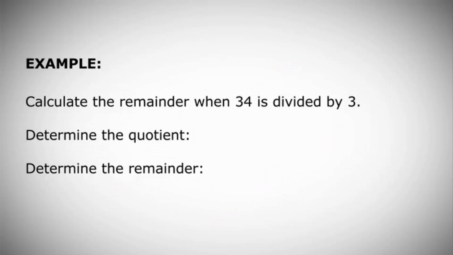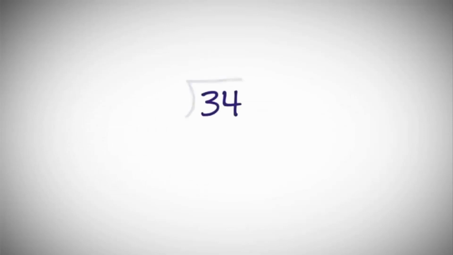Now let's go ahead and look at an example that teaches you how to calculate the remainder. First example asks us to calculate the remainder when 34 is divided by 3. Our first step is to determine the quotient. So what we're going to do is put 34 inside a division box and put the 3 on the outside.